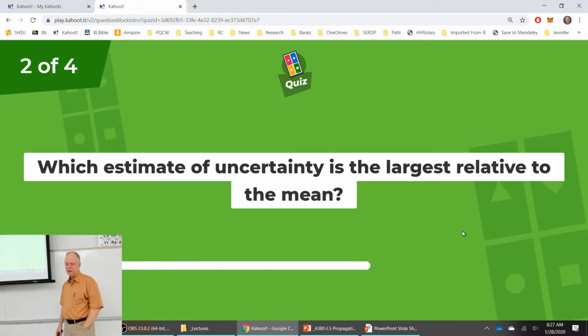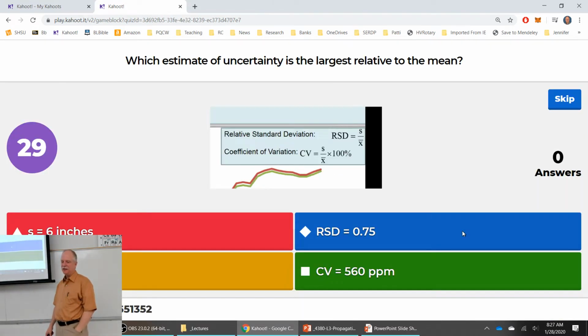Which estimate of uncertainty is largest relative to the mean? So we're looking at 4 different situations. Which estimate of uncertainty is largest relative to the mean?